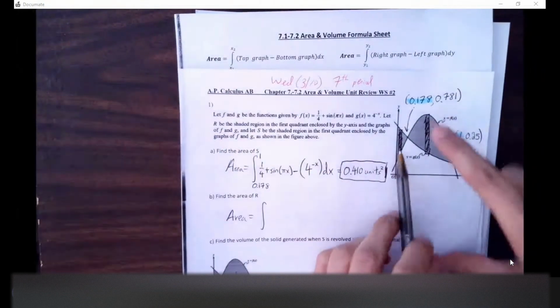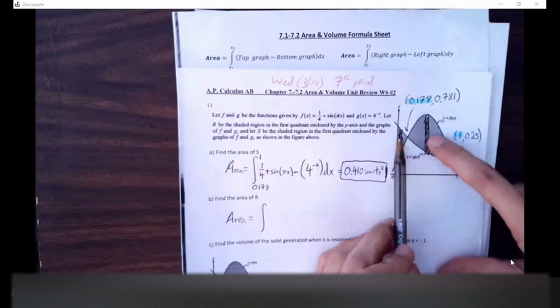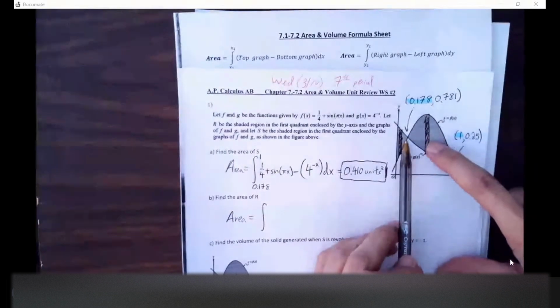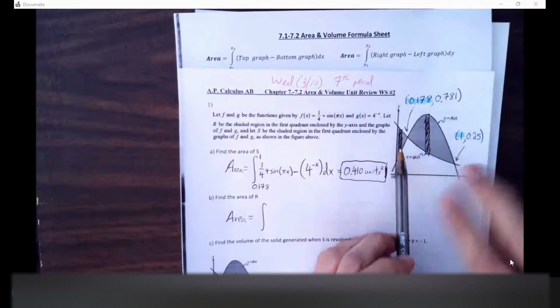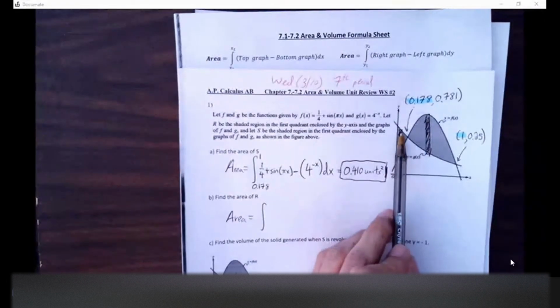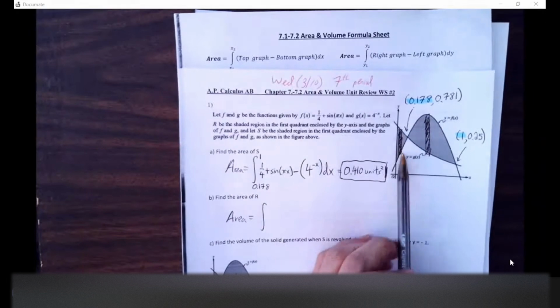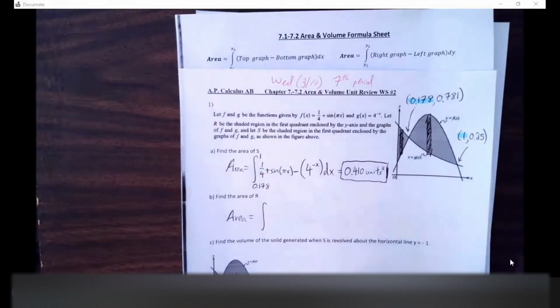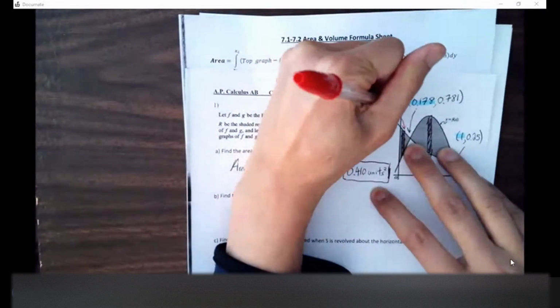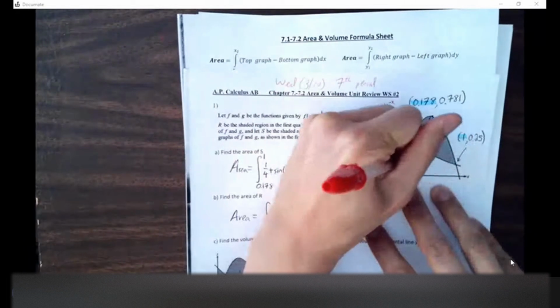Good. So I want to just make sure that we understand, right? Anytime that the graphs intersect each other, a lot of times your top and bottom functions end up flip-flopping. So our top function here is going to be the 4 to the negative x, and the bottom one is going to be that 1/4 plus sine pi x. Okay, just want to make sure we are able to see that top one here.